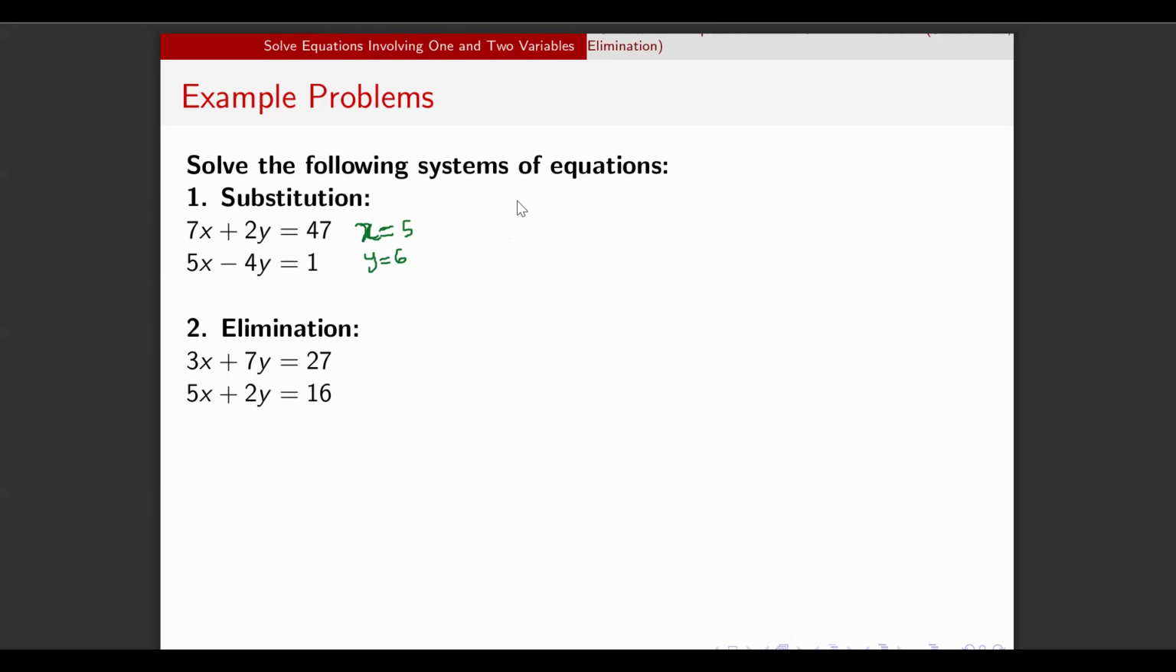So I'm solving a method. I'm on number 2 now, the elimination method. So I have here 3x plus 7y equals 27, and then 5x plus 2y equals 16. This is equation 1. This is equation 2.